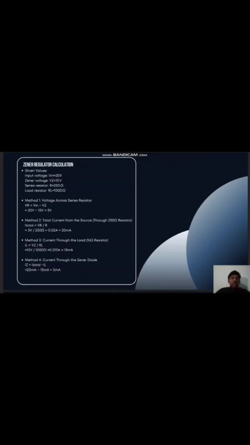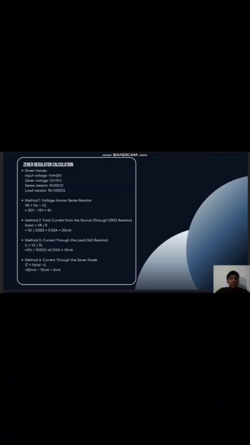Method 2, total current from the source through the 250 ohm resistor. I total equals VR divide R. VR is 5 volts and the resistor is 250 ohms, and we get 20 milliamperes. Next, method 3, current through the load 1k ohm resistor. IL equals VZ divide RL, 15 volts divide 1000 ohms, and we get 15 milliamperes.